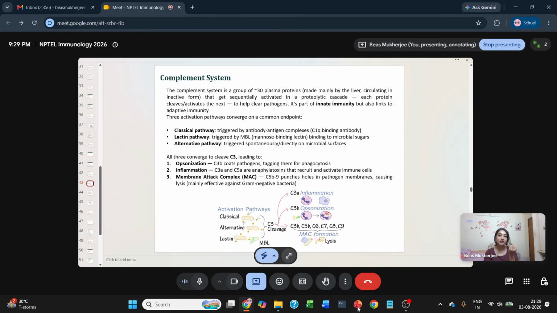So all three converge to cleave C3, and opsonization, that is C3b, coats the pathogens, tagging them for phagocytosis. C3a and C5a are anaphylatoxins that recruit and activate immune cells. The membrane attack complex, C5b to 9, punches a hole in the pathogen membrane, causing lysis, mainly effective against gram-negative bacteria.